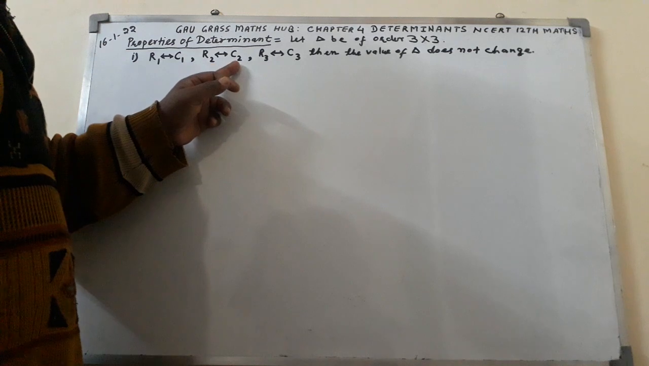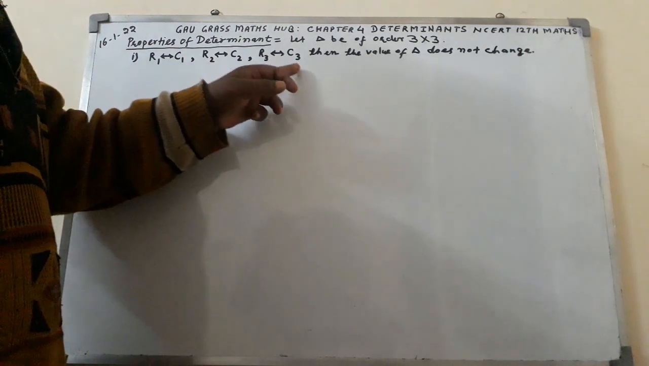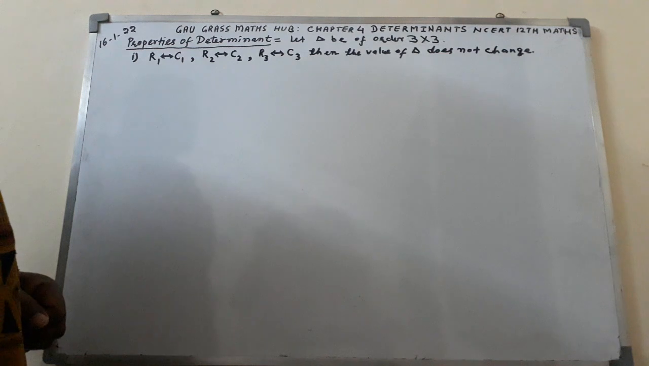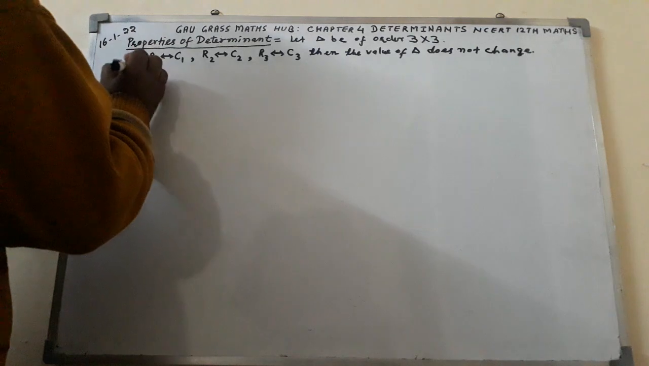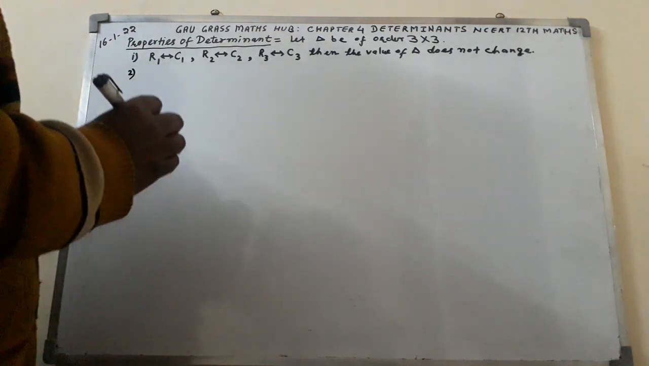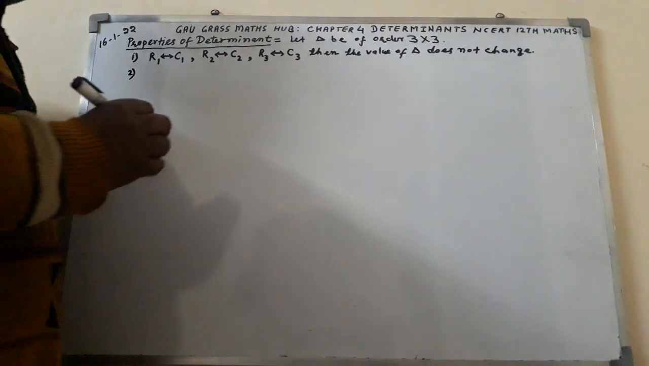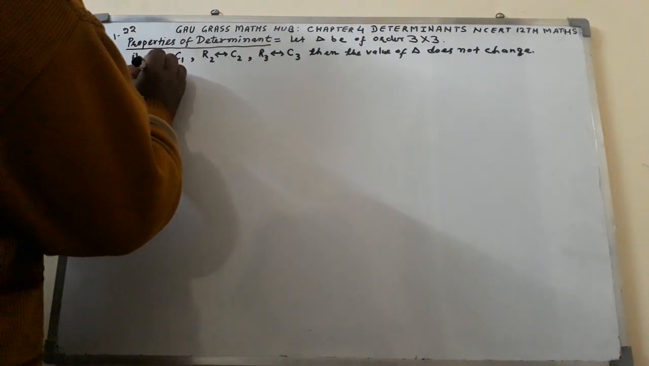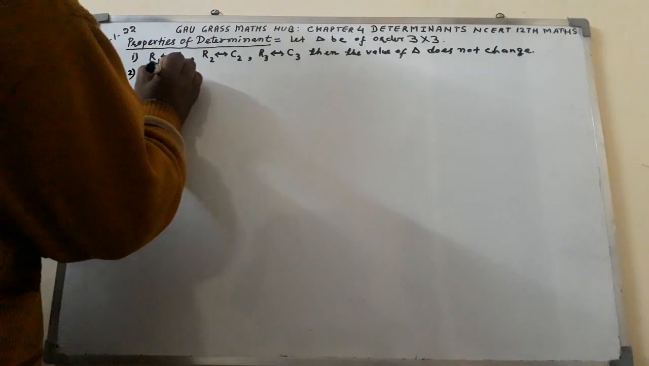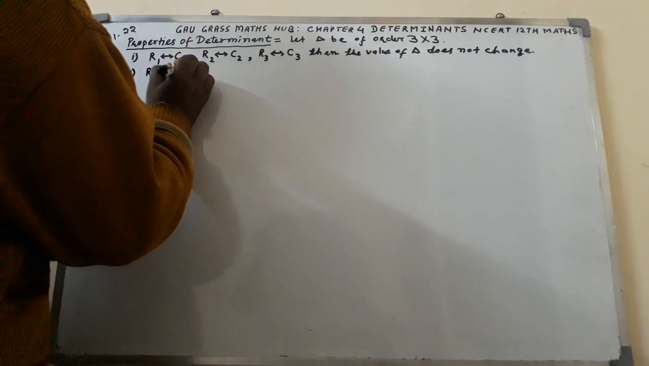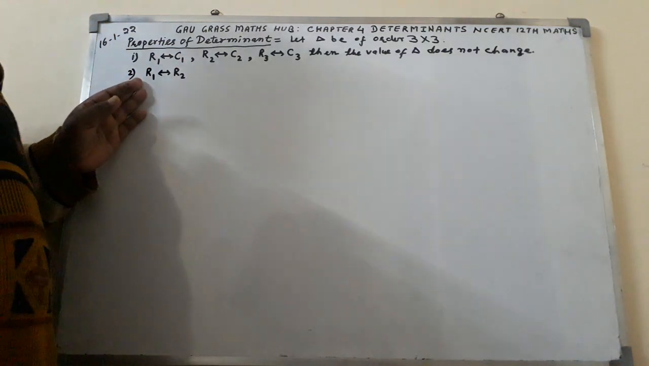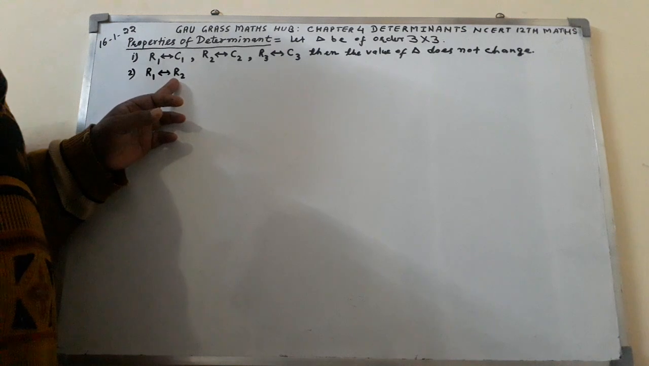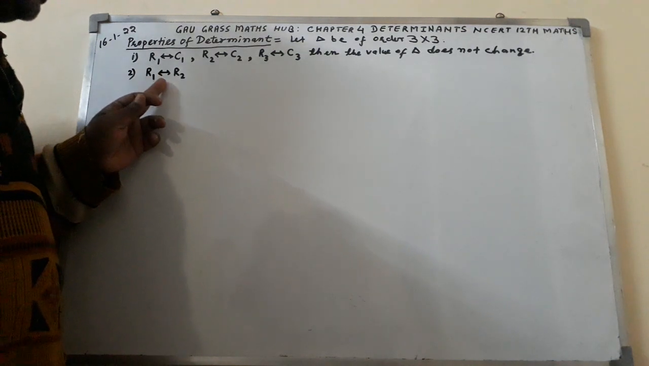R1 interchange to C1, R2 interchange to C2, R3 interchange to C3. In this case, the value of the determinant does not change. Now the second property I am going to discuss. The second property is R1 interchange to R2. R1 means the first row, R2 means the second row. The first row is interchanged to the second row.